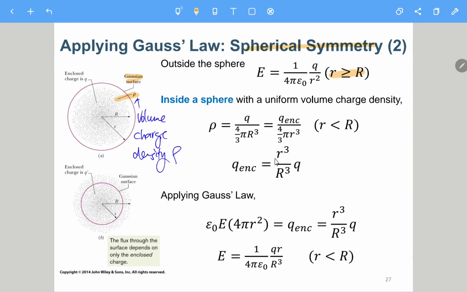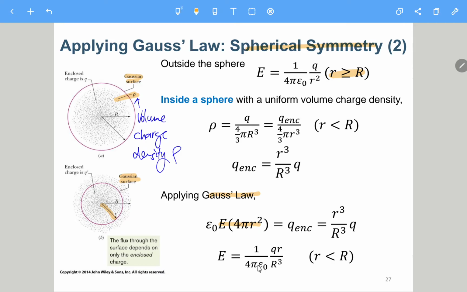So now we can apply Gauss's law, so on the left side we have E times the surface area, which is 4 pi r squared. Suppose we have a Gaussian surface with a radius of small r, and then the Q enclosed is this one. So we can plug it in, and then finally we can cancel r squared with this one, and r remains. So we have r times Q over R cubed.